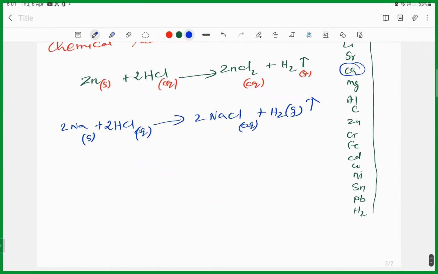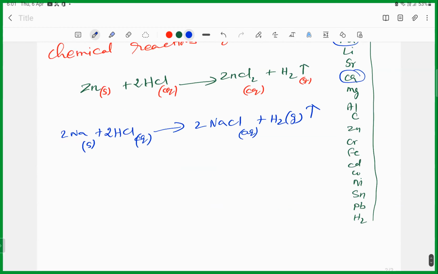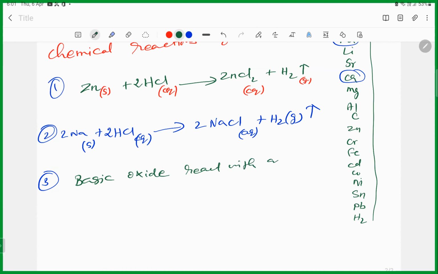The next reaction is the reaction with basic oxide. This is the third reaction. The oxides that can add a hydroxyl ion to their molecule are called basic oxides. These oxides get neutralized when they react with acid. So the basic oxides can react with the acids.